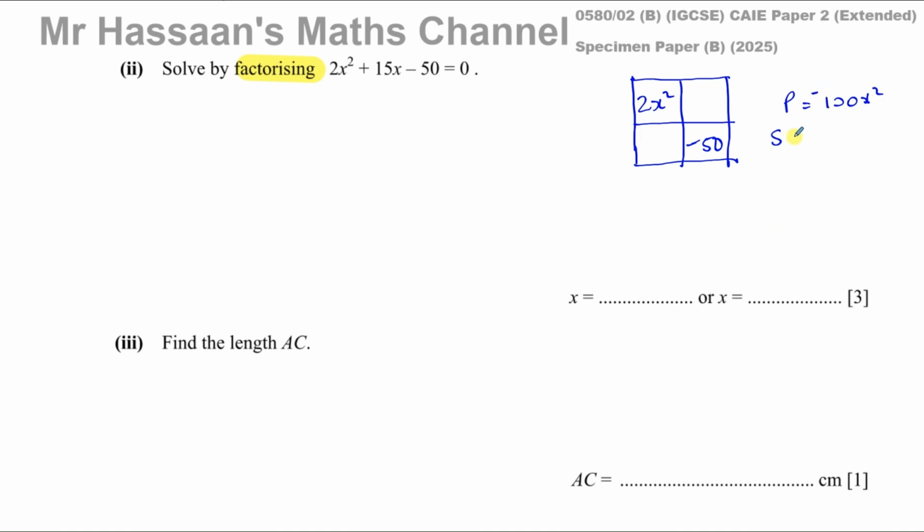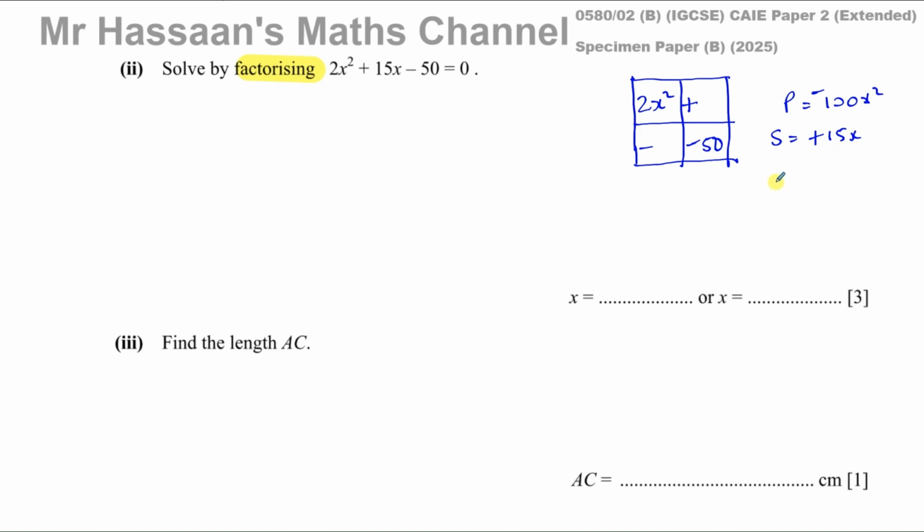The product of these two numbers must be the same as this, but their sum must be positive 15x. So you've got to think of two numbers that when you multiply them together, you get 100, and when you add them together, you get 15, and they have different signs. So one of them has to be positive, one of them has to be negative, so that we get a negative product. And I thought of the numbers straight away.